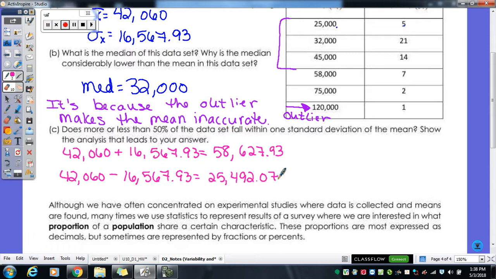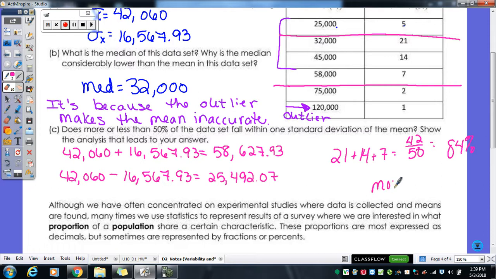So our higher end would be 58,627.93. Our lower end would be 25,492. So looking at our table, that would include these values, the 32,000, the 45,000, and the 58,000. So that's 21 plus 14 plus 7 would be 42 people out of 50. What is that as a percent? 84%. So is that more or less than 50%? More than 50%.